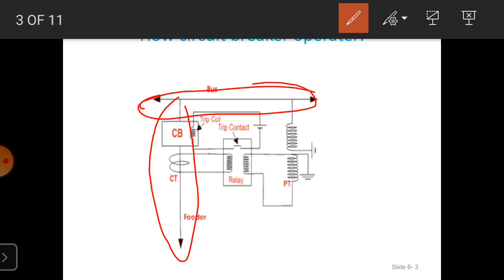In that feeder line we are connecting the CT. This is the CT. CT means the current transformer. The secondary of this CT is connected in the feeder line. In that feeder line we are connecting the circuit breaker. The secondary of this CT is connected to the relay coil.